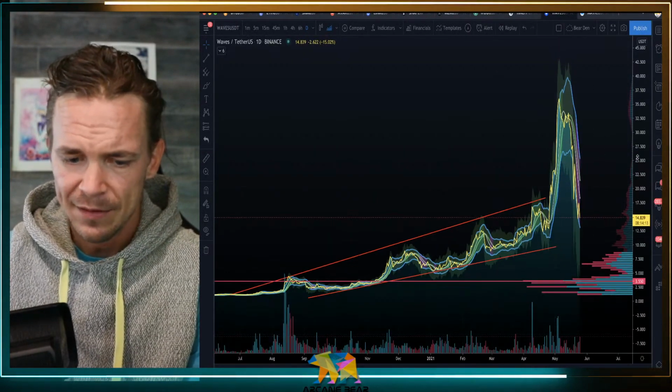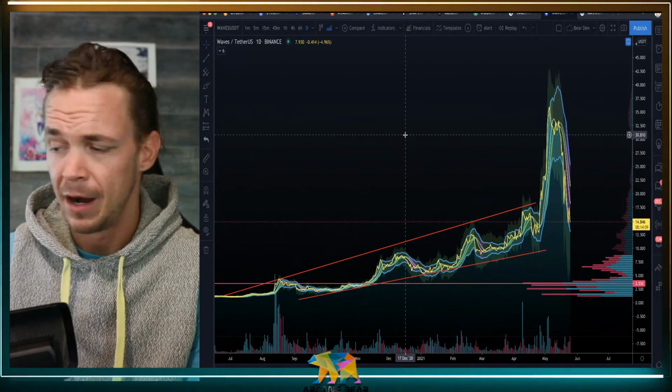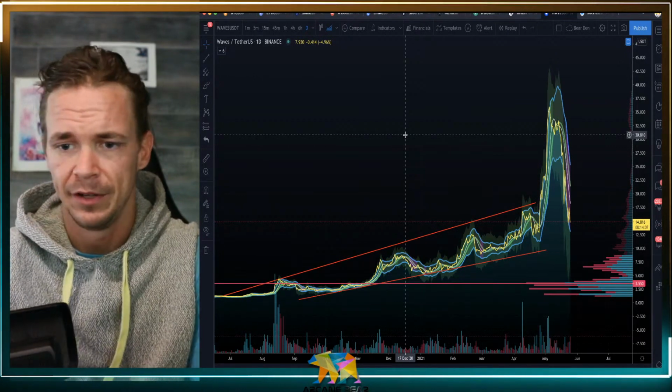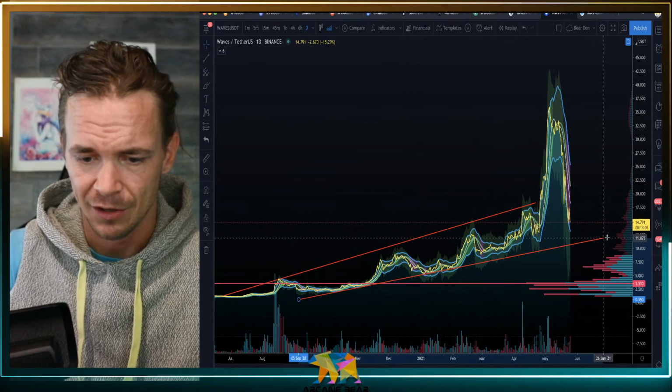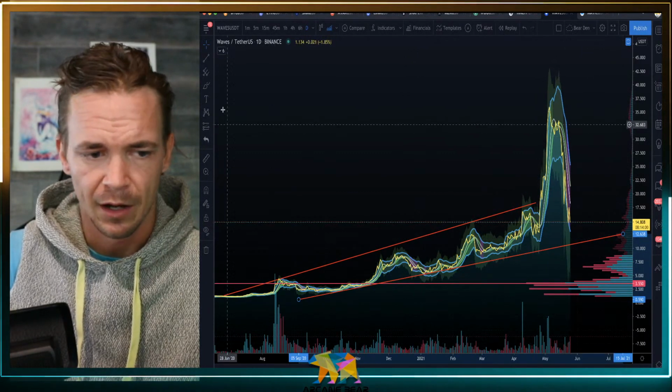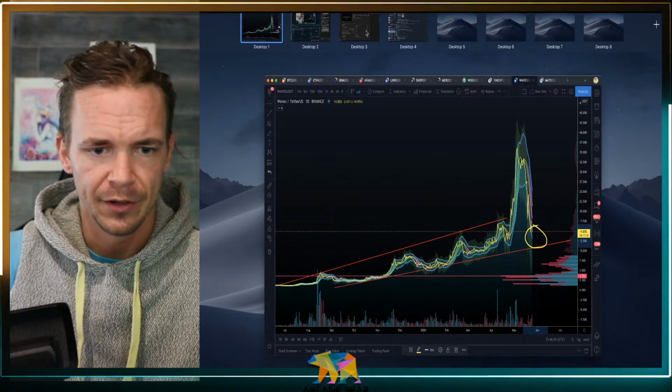Waves. Waves is another really interesting one. These decentralized exchanges, again, remember my general sentiment here is I'm looking for companies that have revenue models. We've come almost basically back down to the long-term supply line and trend line. So we're looking at that. And just for fun, I wanted to go over these two topics here as well.